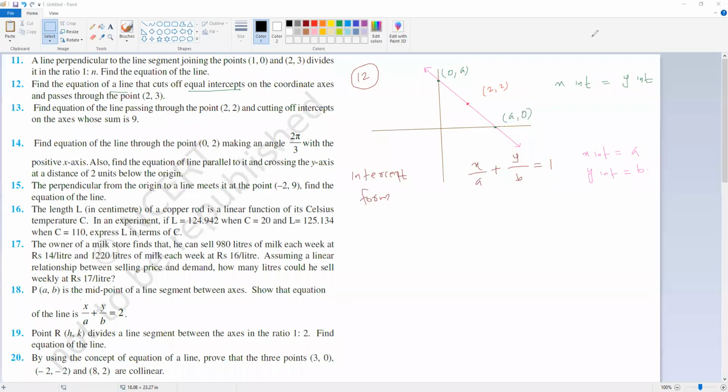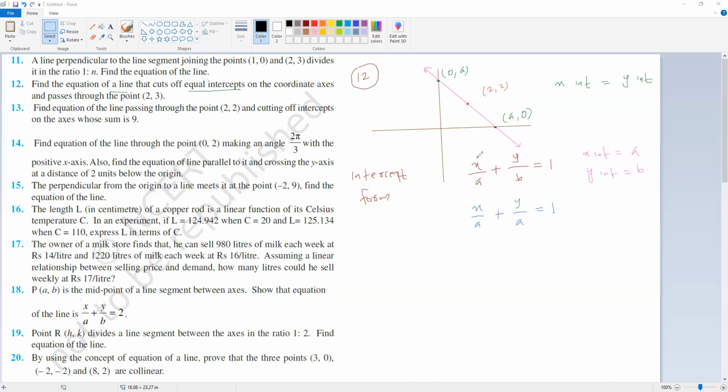Okay, so this was the intercept form, x by a plus y by b is equal to 1, where a is the x-intercept and b is the y-intercept. And what is given here is both intercepts are the same, let it be a. So in this particular situation, x by a plus y by a is equal to 1. But we need to find the value of a.